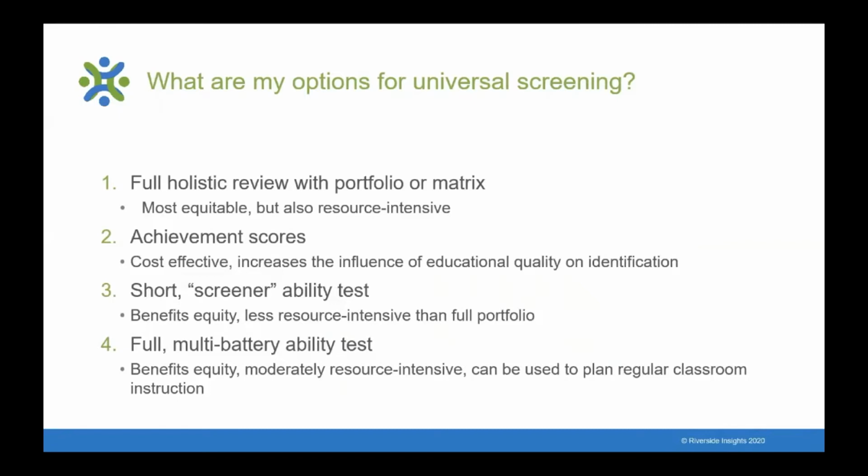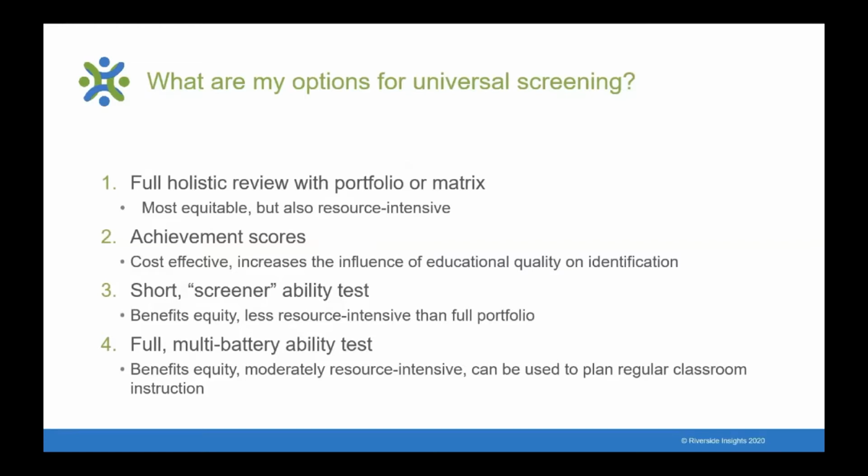So most school districts are looking at one of these other options. One that I hear about quite a lot, people will ask, can I just use the achievement scores? I already have those, very cost effective, no additional testing time. The problem with using achievement scores is that they are particularly influenced by educational quality and access to enrichment and other opportunities. So you're going to maximize the impact of educational quality and inequities on achievement scores.